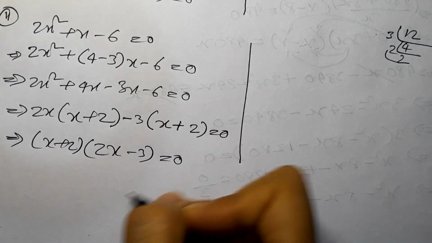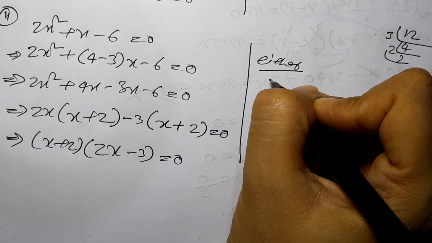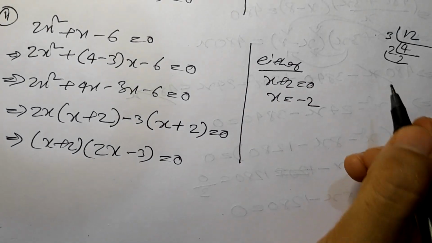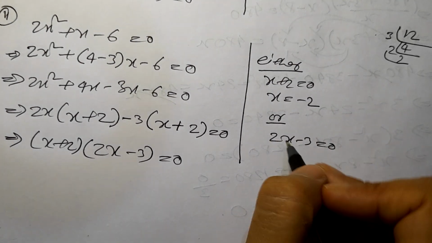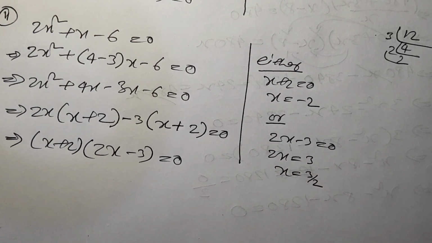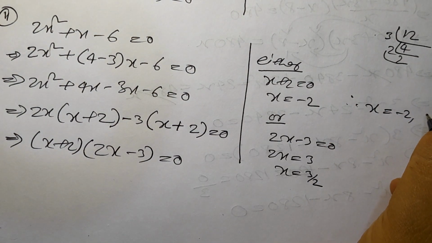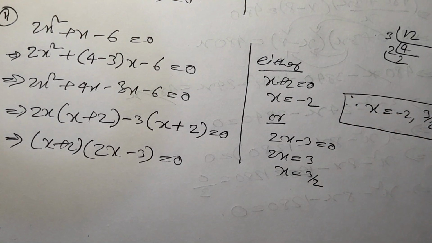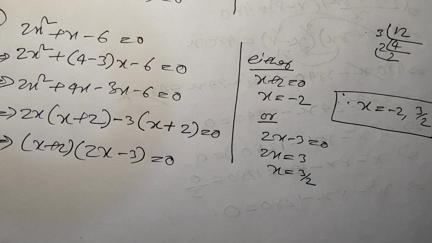Now go for either-or. Since there is space, I am writing this side either. x + 2 = 0, so x = −2, or 2x − 3 = 0, that is 2x = 3, x = 3/2. Therefore, x = −2 and 3/2.